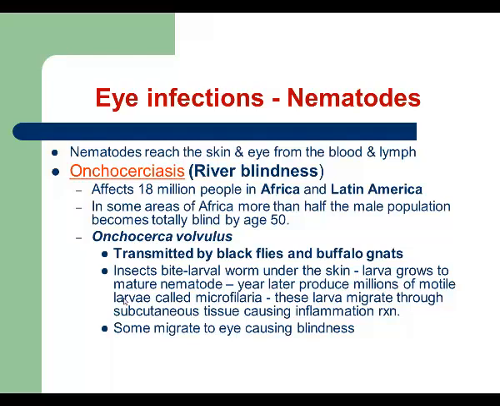Usually the first symptoms that those patients will develop will be symptoms of hypersensitivity. Those patients might develop skin rash, itching on the skin. They might develop symptoms of arthritis, symptoms of asthma. And when finally this worm reaches the eyes of the patient, it can cause damage and blindness.